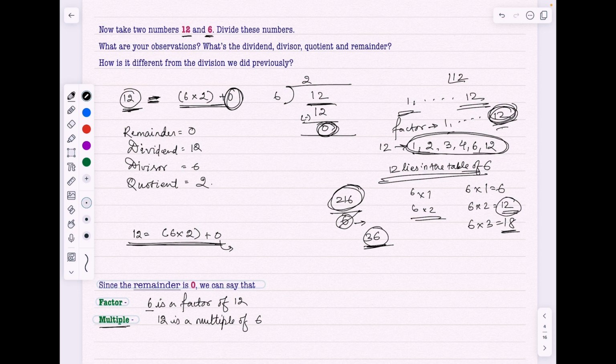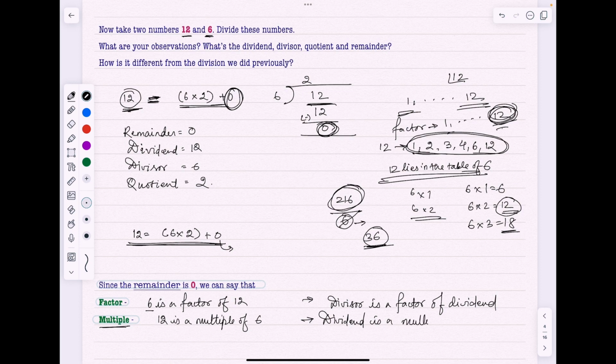Okay, factor and multiple are related. How are they related? See, the divisor is a factor of the dividend. We will say if it is a factor of a number, we say that the divisor is a factor of the dividend, or the dividend is a multiple of the divisor.